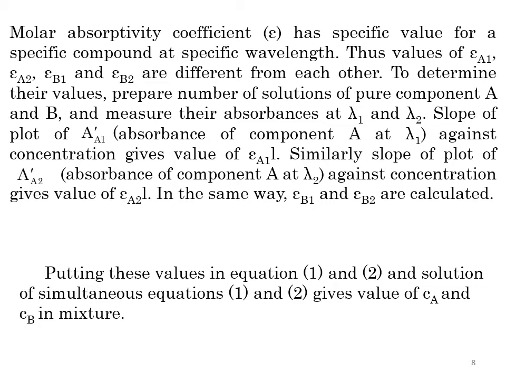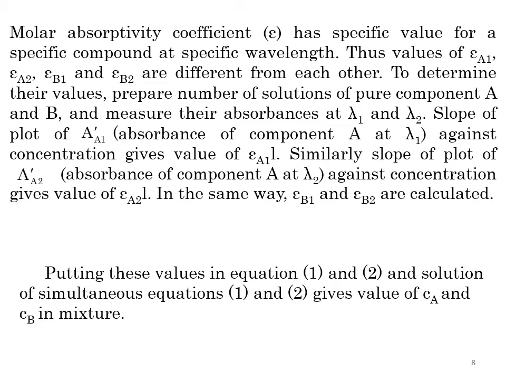Similarly, the slope of the plot of absorbance of component A at lambda 2 against concentration will be equal to epsilon A2 multiplied by the path length of the sample holder. In the same way, we can also calculate the values of epsilon B1 and epsilon B2.